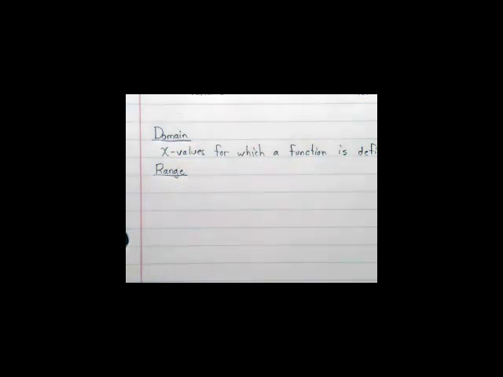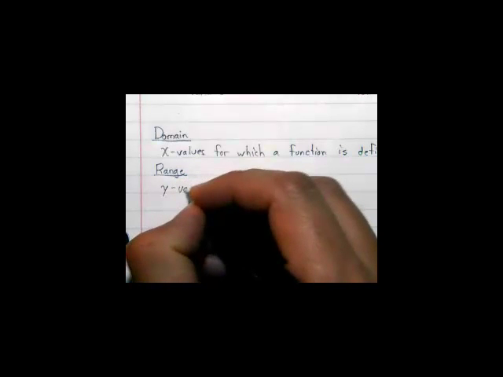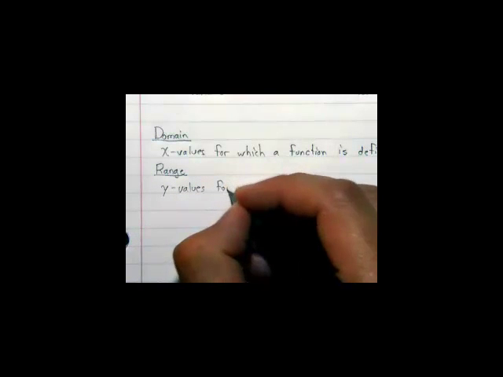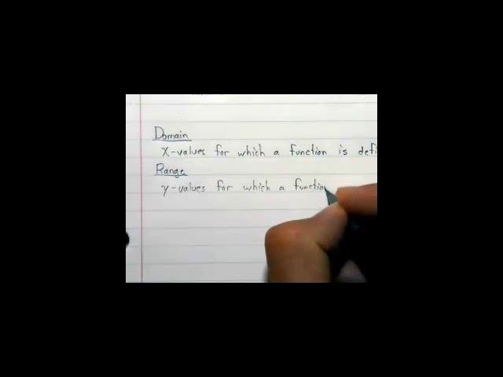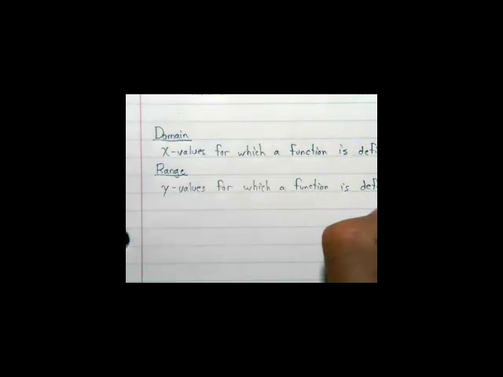And range, same idea. What's the only difference with range? They're the y values. Okay, now, caveat here. It doesn't have to be x and y necessarily, right? Technically, domain refers to the independent variable and range refers to the dependent variable. But I'm going to use x and y just as a generic way of describing it right now.